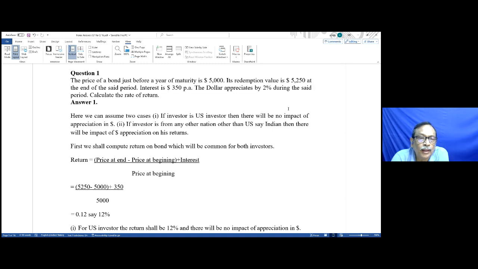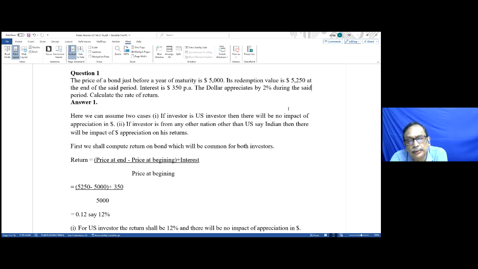Now, we are going to assume two cases. Firstly, if the investor is a US investor, then there will be no impact of appreciation in the dollar. And the second one, if the investor is from any nation other than the US, say Indian, then there will be an impact of dollar appreciation on his returns.